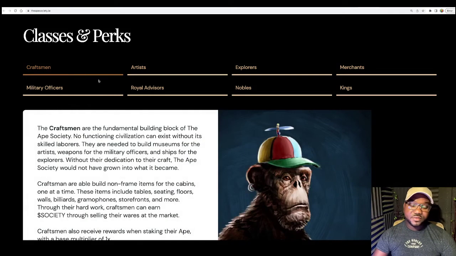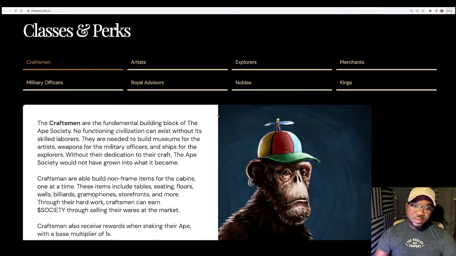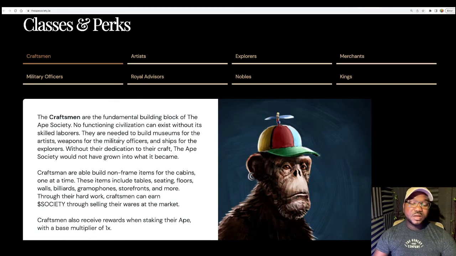So it starts off here with the craftsman, and it gives you a background on each of the classes. So the craftsmen are the fundamental building block of the Ape Society, and other things. No functioning civilization can exist without its skilled laborers. So this is what I'm saying. You guys can read a little bit more into these things, but each class has its place and its value in the society, right?